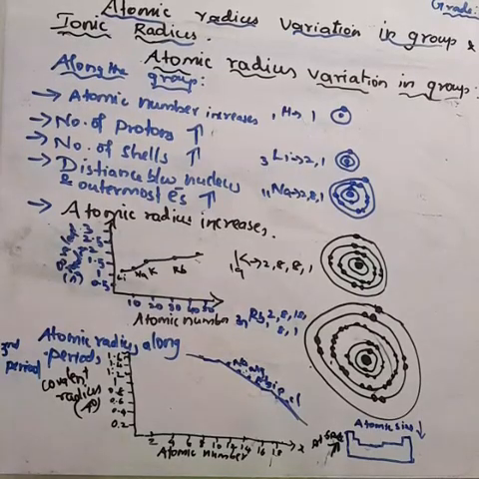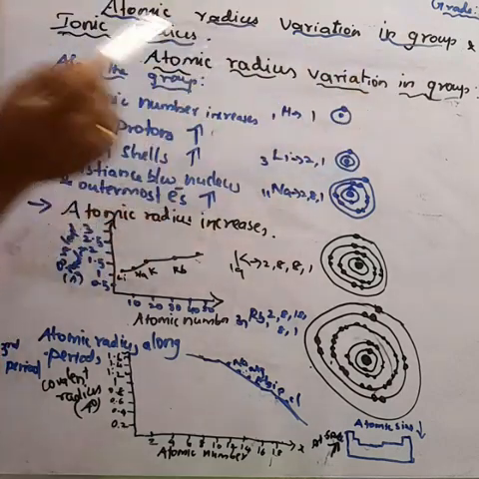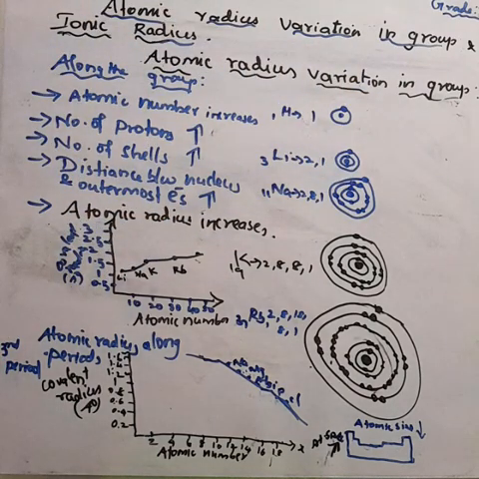Students, now we move to our today's class. Today our class is variation of atomic radius in a group. In the last class we studied the variation of atomic radius in periods. When we are moving from left to right, the atomic radius decreases. We learned clearly about that. Today, how the atomic radius varies in a group.